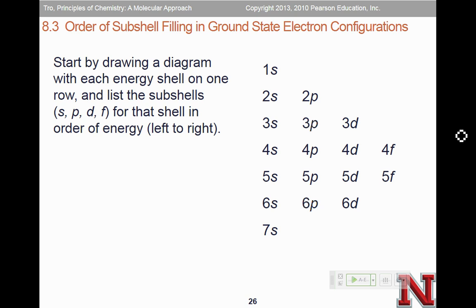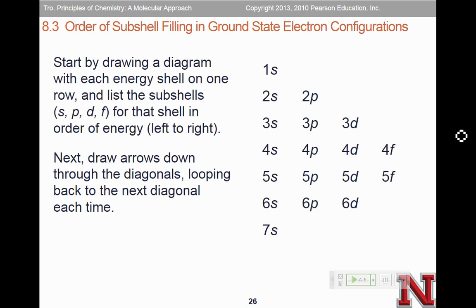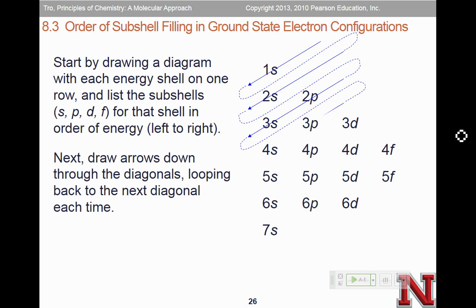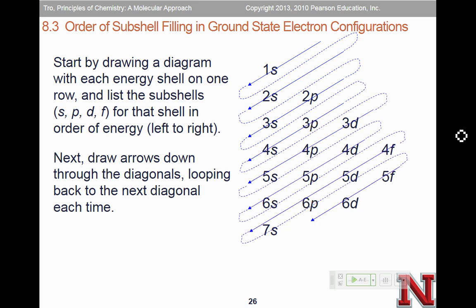And bring the s's all in one row, the p's all in one row, the d's and the f's all in one row. Now, if I'm looking at sodium, I don't need to go past 3d because sodium doesn't go past 3. But this is just in general. Then, draw arrows down through diagonals, looping back. So we'll first fill in the 1s, and then the 2s, and then the 2p, then the 3s, then the 3p, then the 4s, and that's how you're getting those quantum penetrations. So if you follow this, then you can fill the orbital diagram.